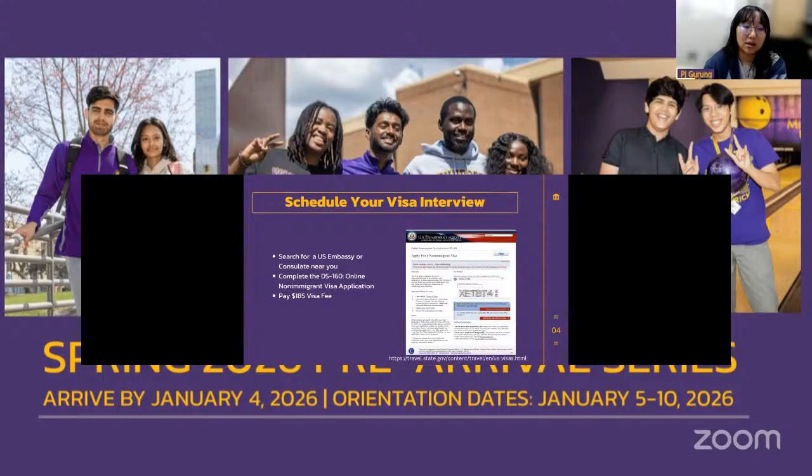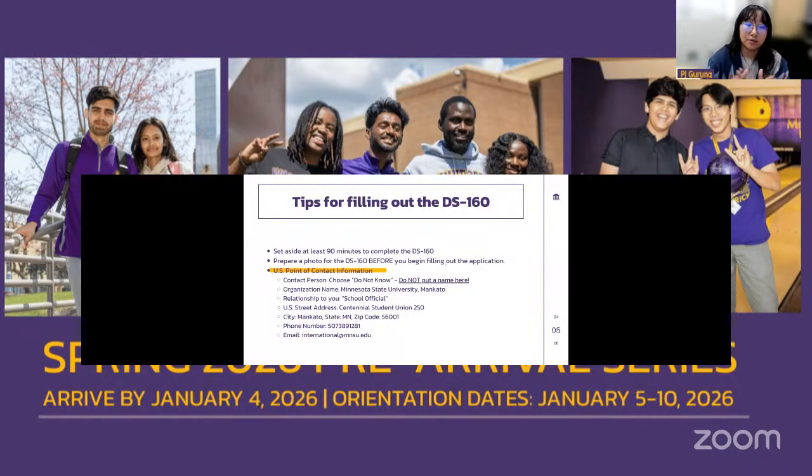Once you are here, when you complete it, you're going to pay the $185 visa fee, but we can get to that in just a second here. There's a few things that you do want to remember about the DS-160 that I want to point out to you. Remember to set aside at least 90 minutes to complete the DS-160. The DS-160 can take a bit of time only because there's a lot of information you need to include, and there's a lot of information that you want to make sure you grab. Which is why it takes 90 minutes to complete.